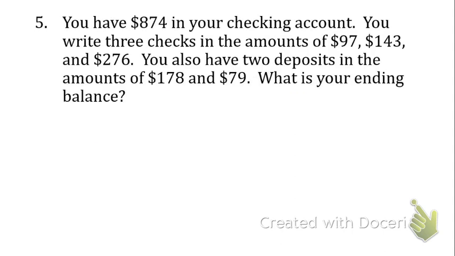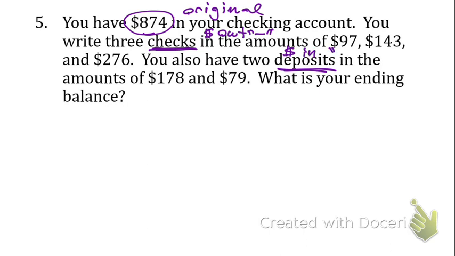All right, story problems here. So you have $847 in your checking account. So this is our original amount, starting amount, whatever you want to call it there. You've written 3 checks. Writing checks means you are taking money out, or we're going to subtract these amounts here in a minute: $97, $143, $276. You also have 2 deposits. Deposits mean money in, or we're adding these amounts: $178, $79 as well. So what is your ending balance?